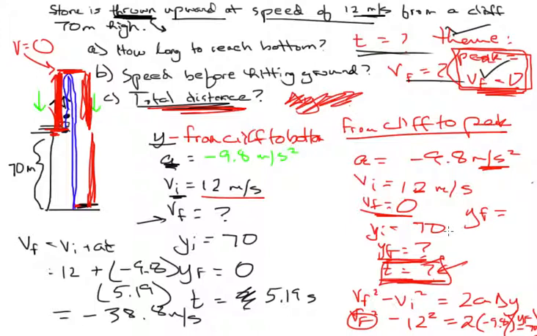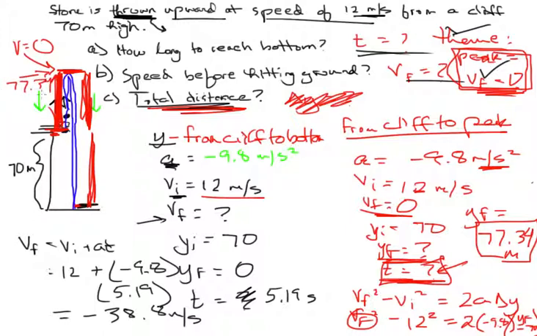If you plug all that into your calculator, what are you going to get? Let me tell you in a second. Y final is going to be 77.34 meters. Okay, so this height here, this position here, is 77.34.